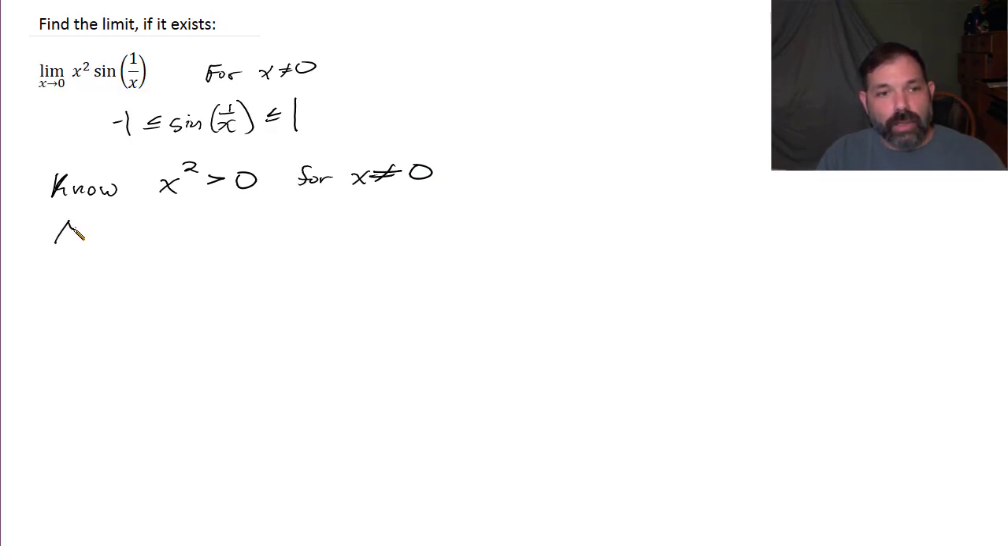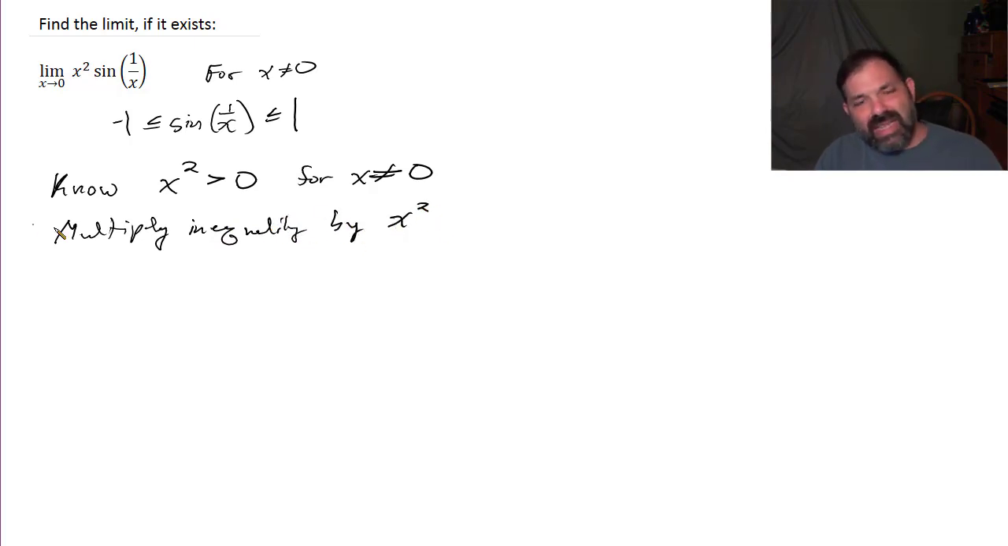So let's multiply the inequality by x squared. You might say, well, why did I need that previous statement? Why do I need to know that x squared is greater than 0? Well, remember, if you have an inequality and you multiply or divide by a number that could be negative, then maybe you have to switch the symbols of inequality. So we've got to be careful about situations like that.